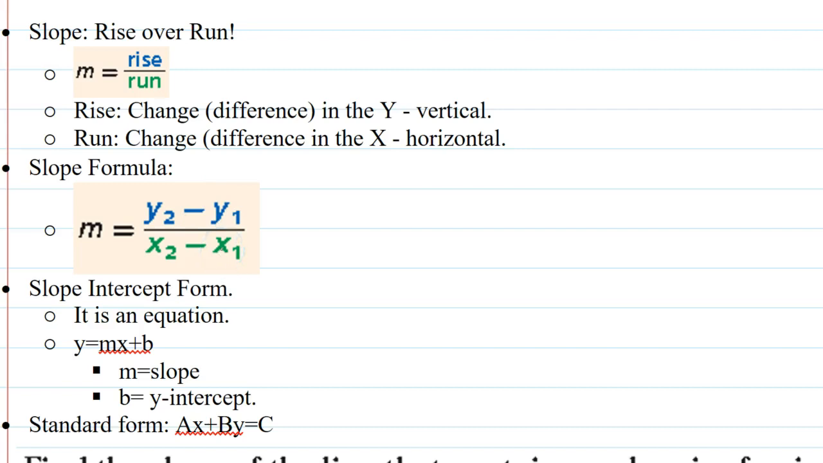Slope-intercept form is an equation, y equals mx plus b, where m is your slope and b is your y-intercept. There's also something called standard form. Standard form is in the form ax plus by is equal to c, where a, b, and c are numbers and x and y are simply the variables.